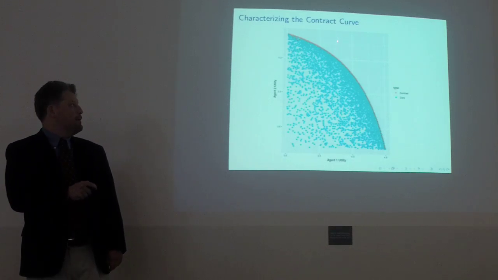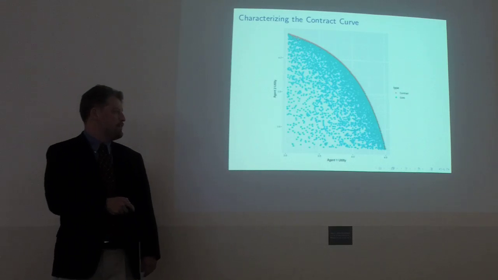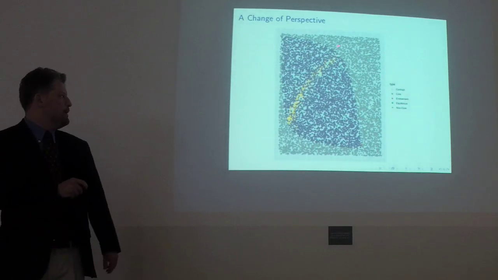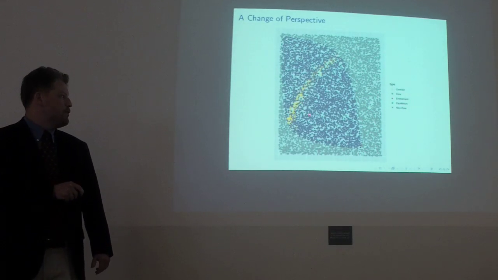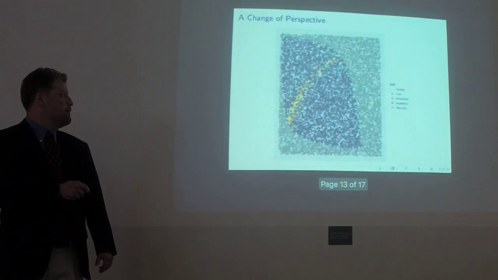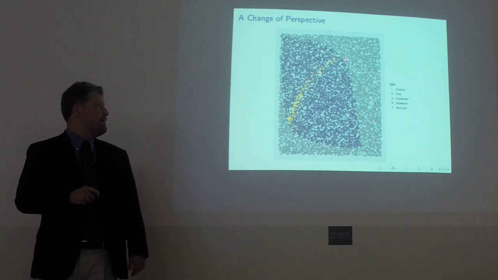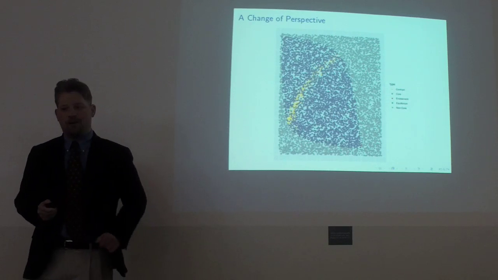All right, but this is an estimate of the contract curve. Now, let's put that back into the Edgeworth box space. In yellow, these points here become these yellow points here. And as you can see, it's a viable estimate of the contract curve.